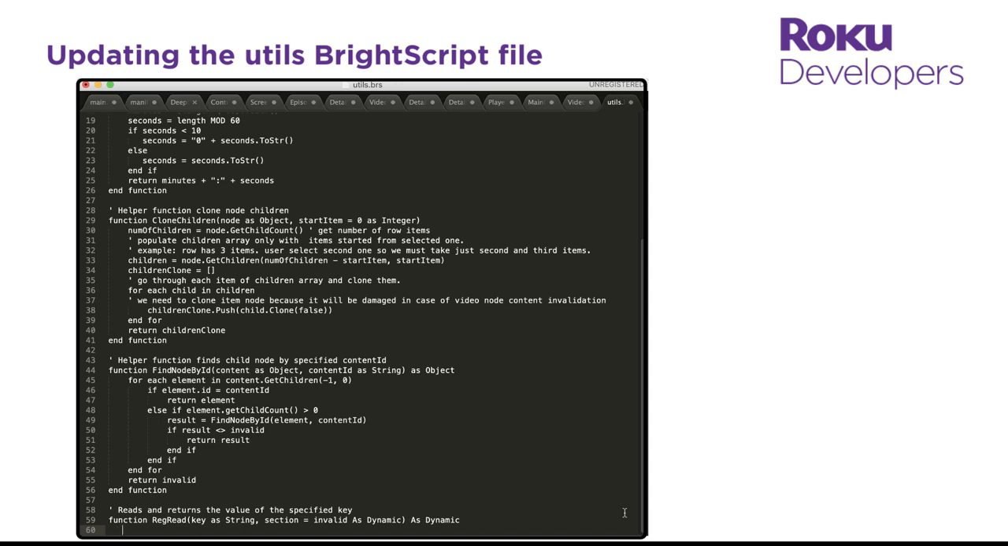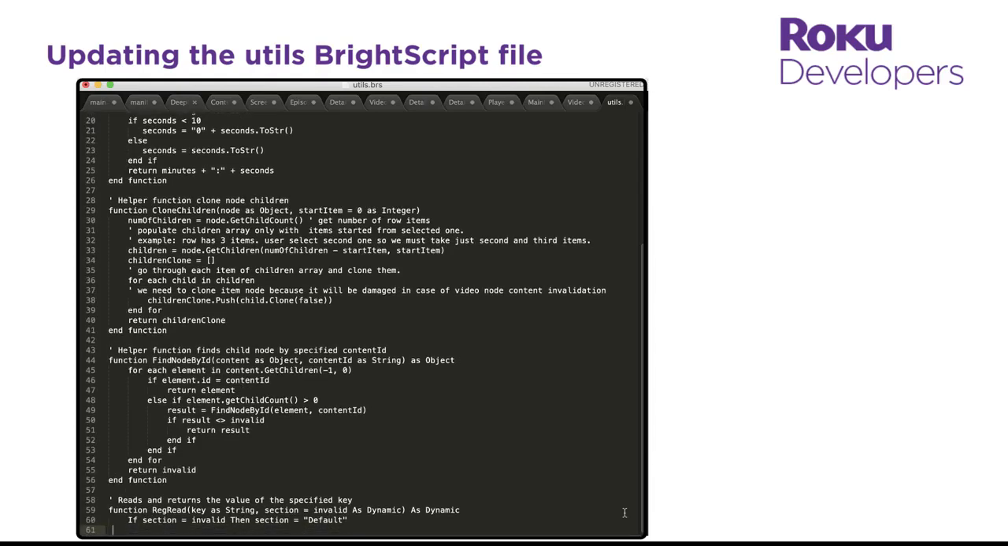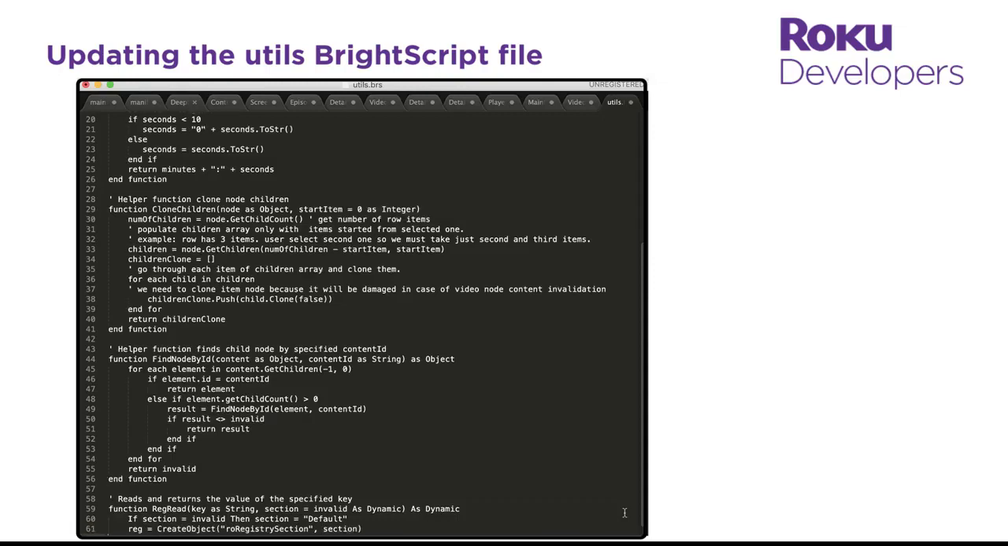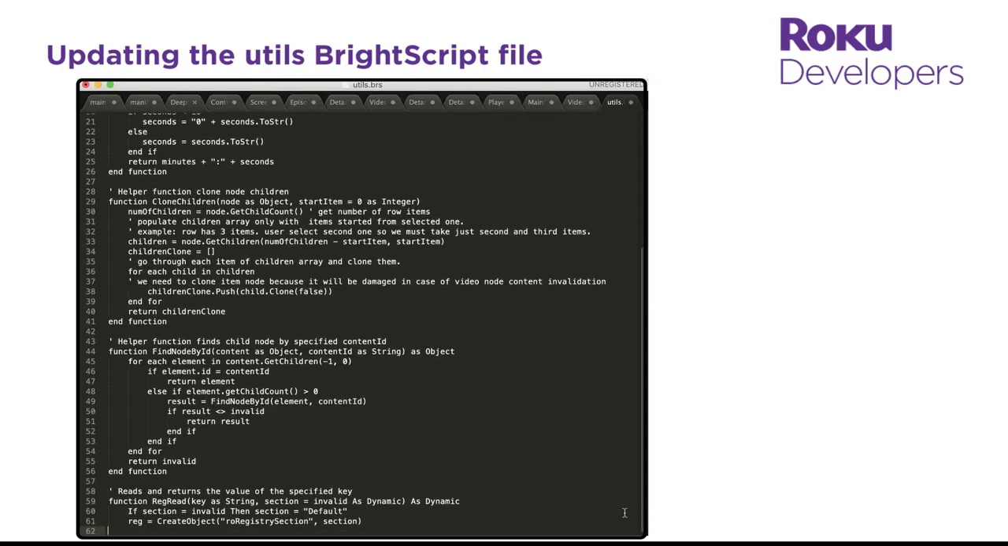So first, let's check whether registry section was passed into the method. If not, the section will be set to invalid. In this case, we'll set the name of the device registry to be used to default. And then we'll create a new registry section. We do this by creating an roRegistrySection object with a name stored in the section attribute. And we save the registry section object in a reg reference variable.